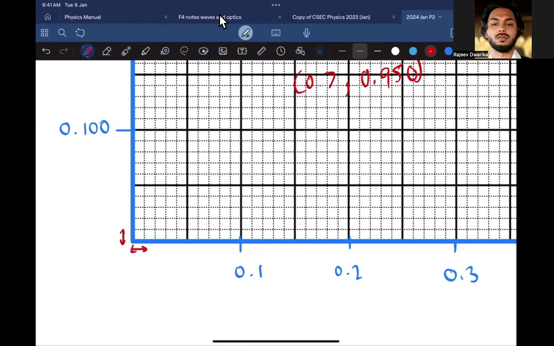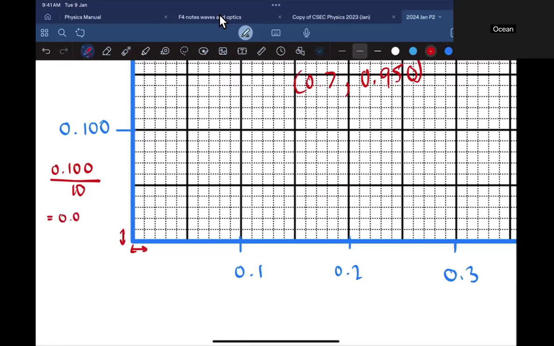So Ocean, if I wanted to figure out what one of the smallest blocks is, how would I do that? Divide 0.10 by 10. Right, because you have 10 small blocks making up the 0.100. And what would you get? You would get 0.001, sorry.